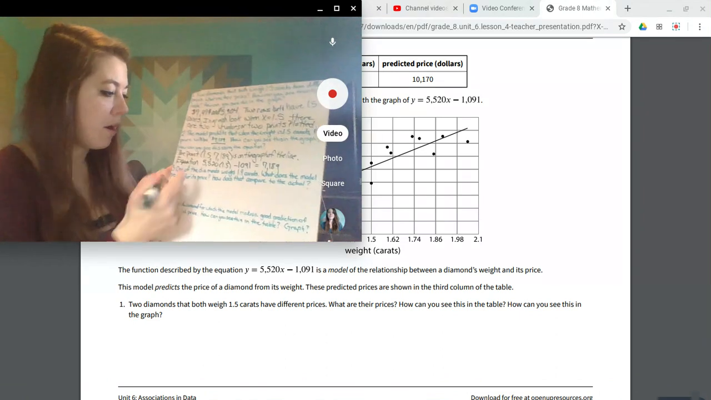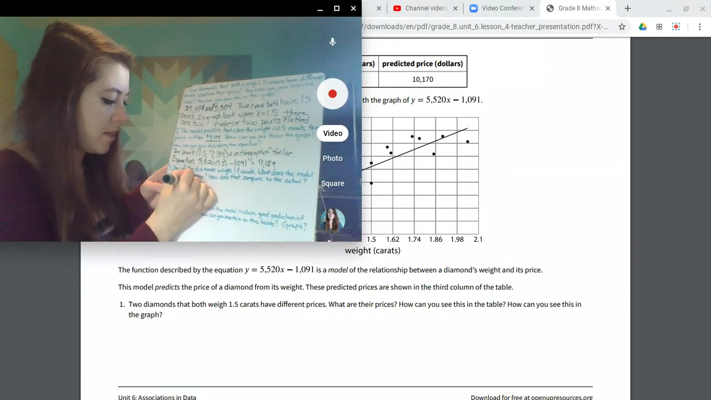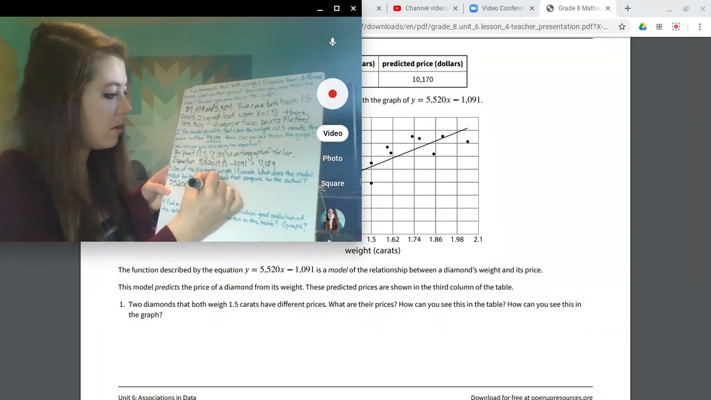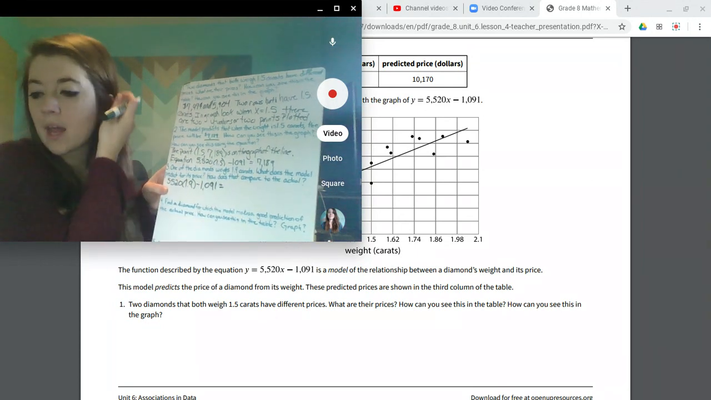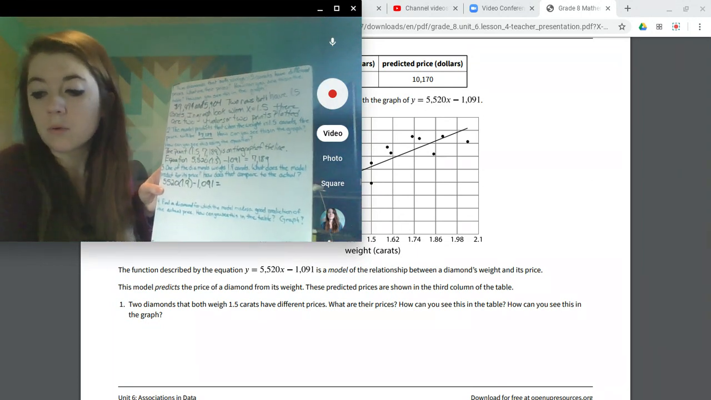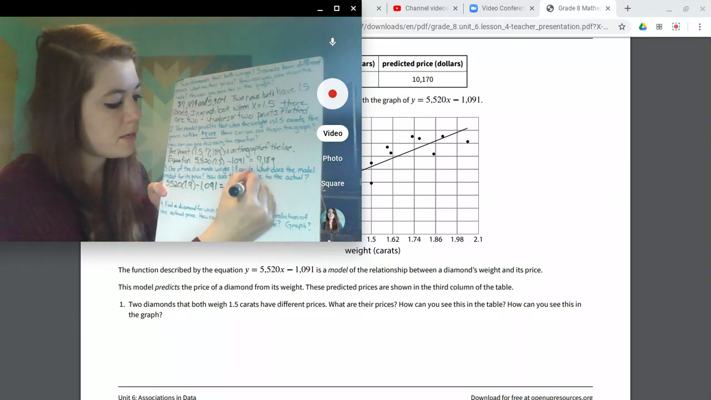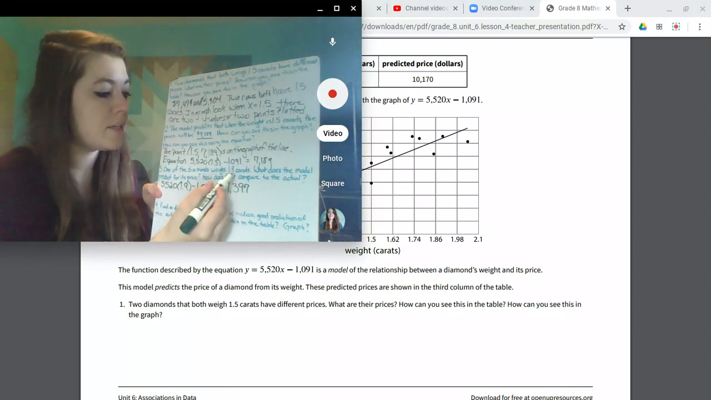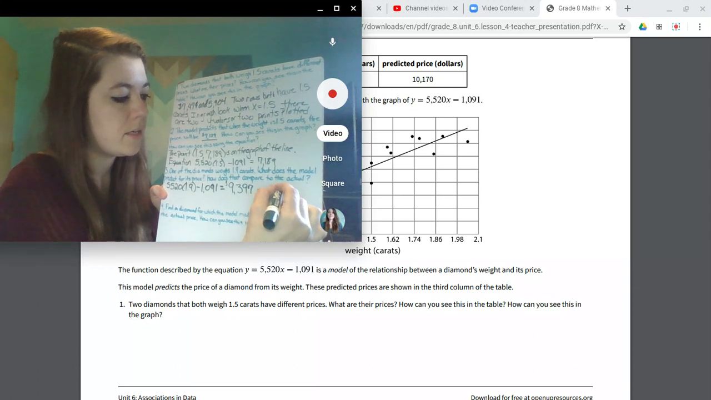So if we do 5,520 times 1.9 minus 1,000, let's see, 91. If we plug all that in and find what it equals, we're going to find that it's 9,397. So this is the predicted price.